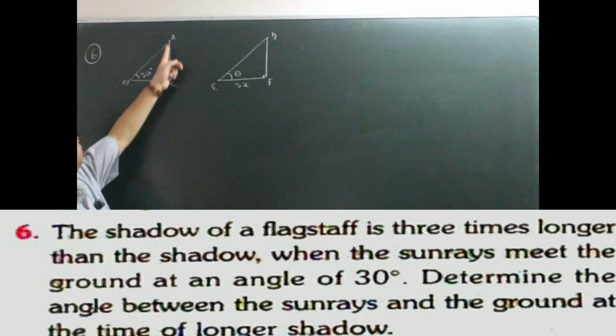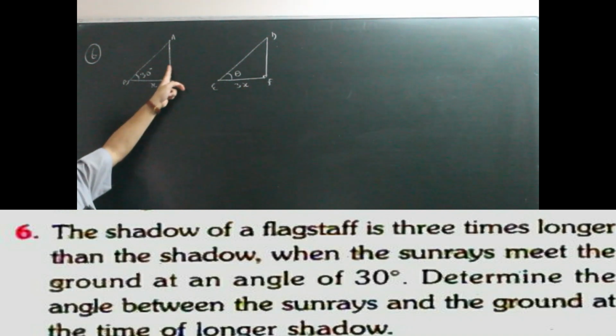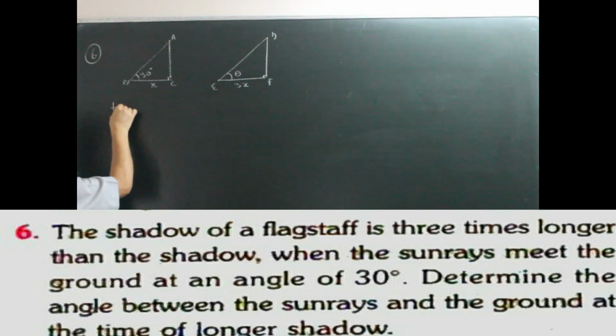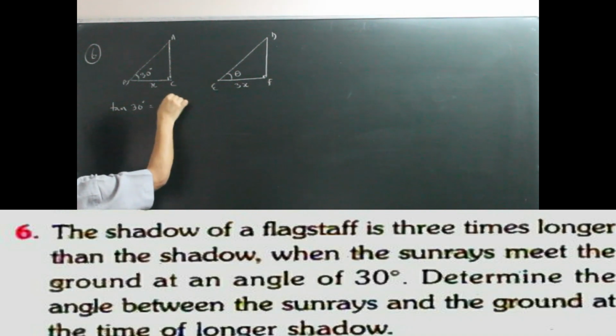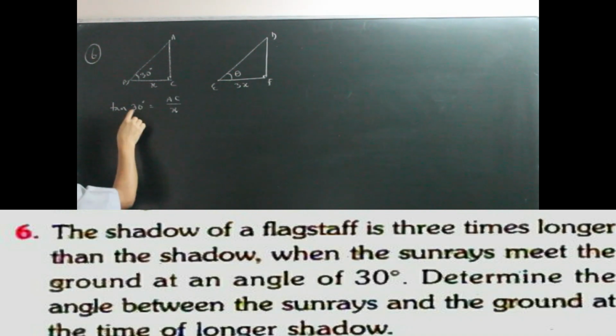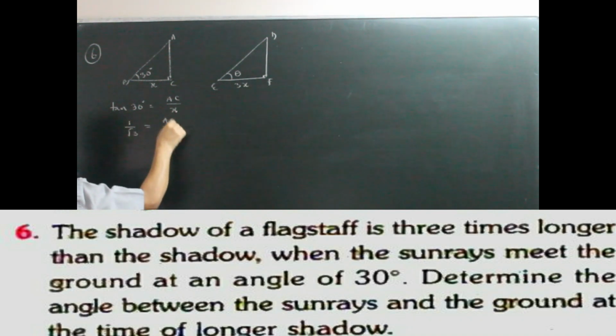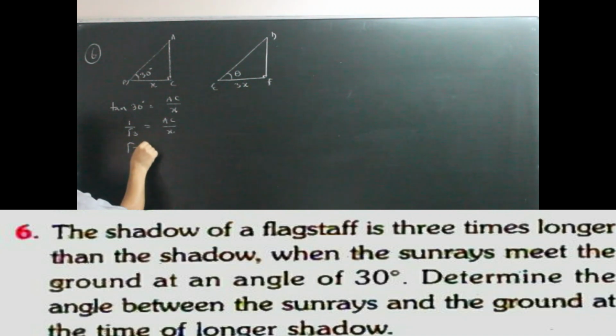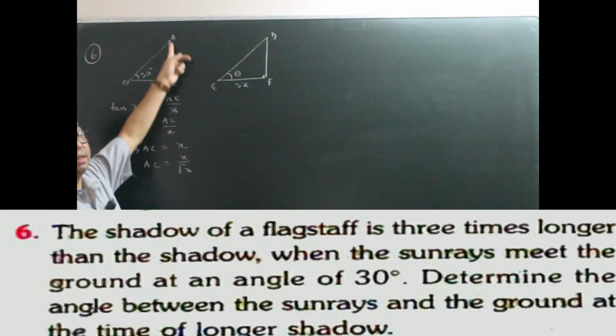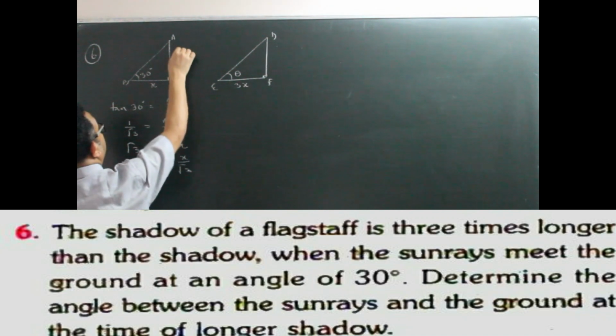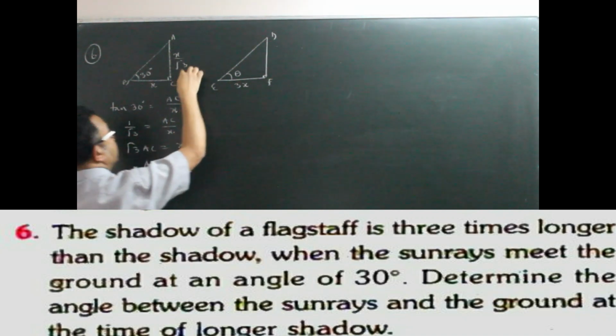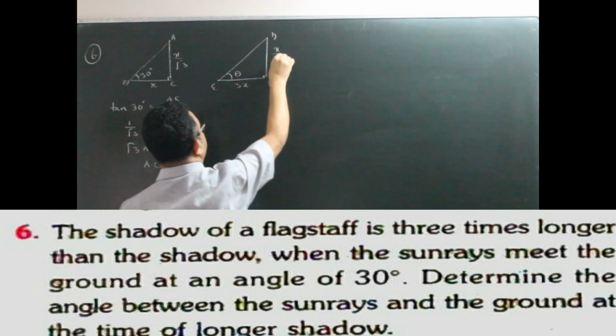Using this triangle, let me find what AC is. Since that is perpendicular and this is the base, I am going to use tan. So tan 30 degrees is equal to perpendicular by base. Perpendicular is AC and base is x. Tan 30 is a standard angle, 1 by root 3. So this is AC by x. Now you can cross multiply, which gives root 3 AC is equal to x. So AC is x by root 3. Now we know AC. What is the height of the flagstaff? That is x by root 3. Since the same flagstaff is here also, this is x by root 3.